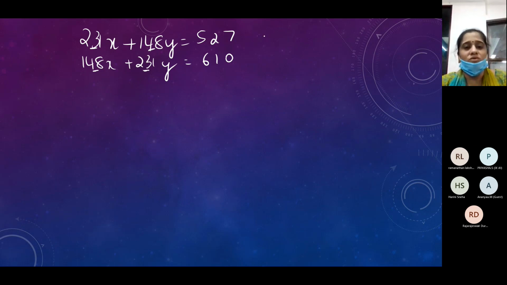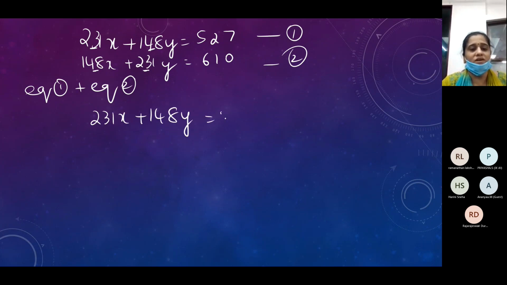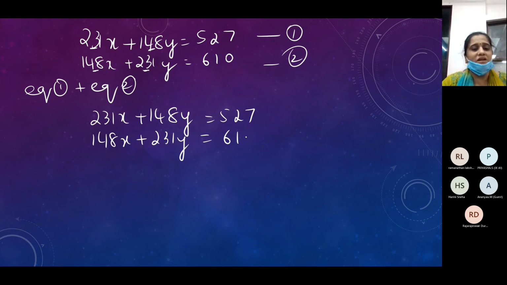Okay, so now what do you do? These are our equations 1 and 2. Add the two equations. Equation 1 plus equation 2. So write them one below the other. 231x plus 148y is equal to 527. 148x plus 231y is equal to 610. Add meaning don't change the signs on the second equation.